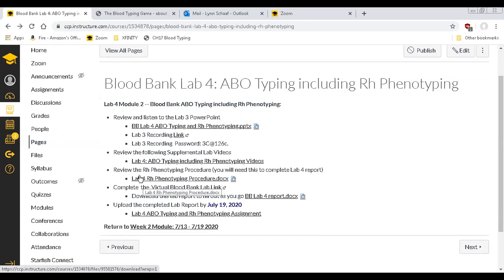You may want to open up this Lab 4 RH phenotyping procedure, which is a Word document. So I am going to show you what that looks like already opened on my computer.